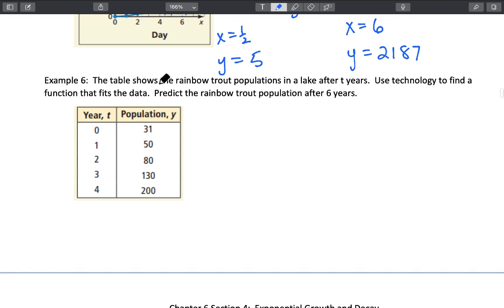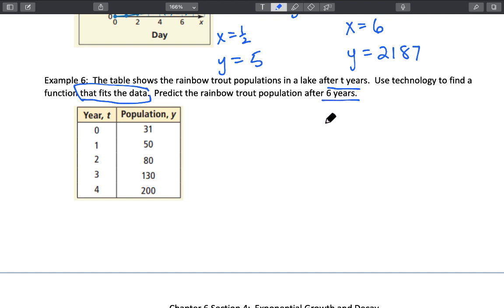All right, in our final example for today, we're going to use our graphing calculator once again, and we're going to find an exponential model for the data set. So it says the table shows a rainbow trout population in the lake after t years. Use technology to find the function that fits the data. This means you're going to use the calculator to find a line of best fit. Predict the rainbow trout after 6 years.